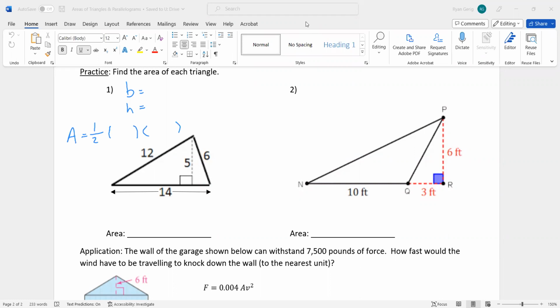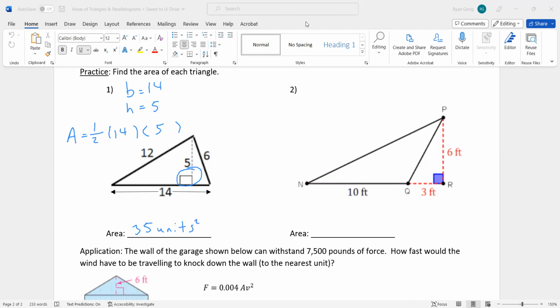Well, if I look at this, 6, 12, or 14 could be my base. Which one am I using? Well, I'm looking at that right angle. The 5 is the height. What is it associated with? Well, what is it perpendicular to? It's the 14. So I'm doing 14 times 5 and then dividing by 2. 14 times 5 is 70. Divided by 2 is 35 units squared.